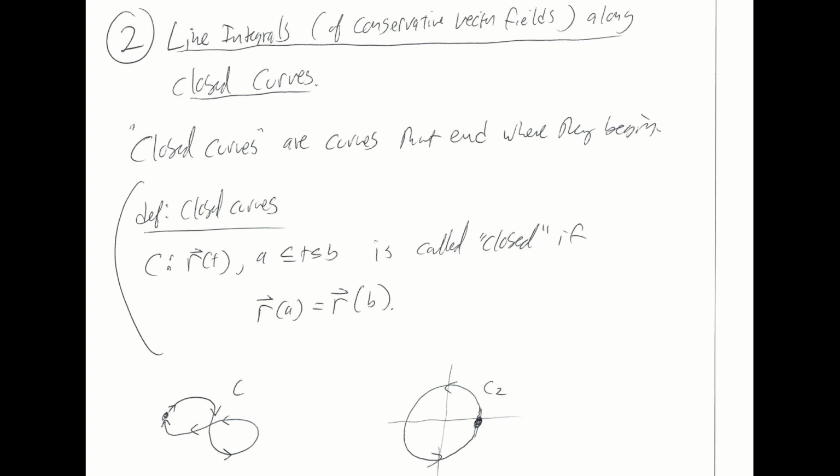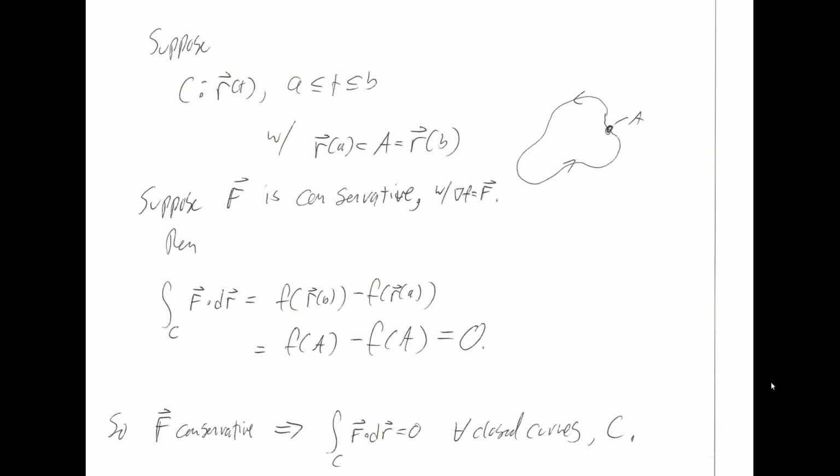Next week, when we begin talking about Green's theorem, we are going to be interested in closed curves that do not self-intersect in the way that this left-hand example does. So we'll talk about simple closed curves, which are closed curves where the only self-intersection occurs at the endpoint. So C2 here is a simple closed curve, but C is closed but not simple. And we'll talk more about that next time. It's not necessary for our current discussion.